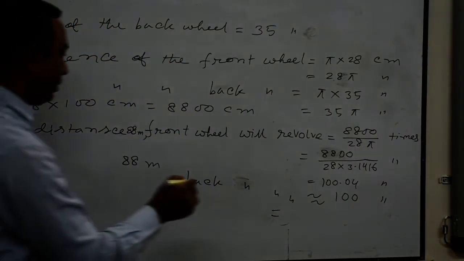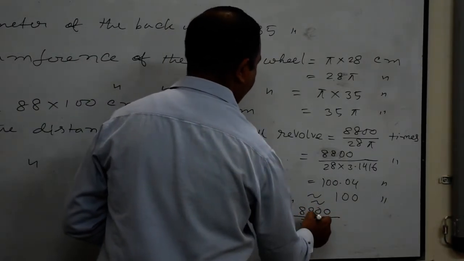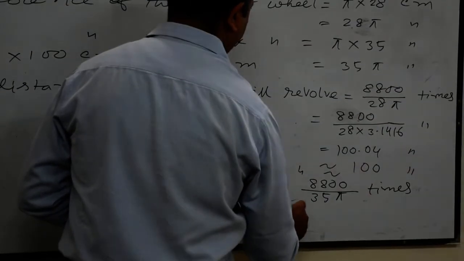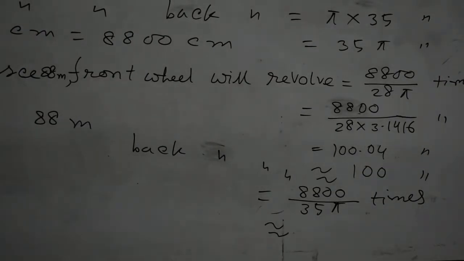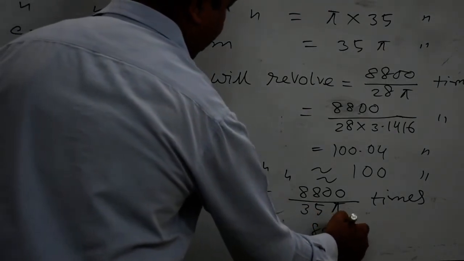So just try to divide 1800 by 35 times. So here the ultimate result will be 80 times. The previous step we tried to show.